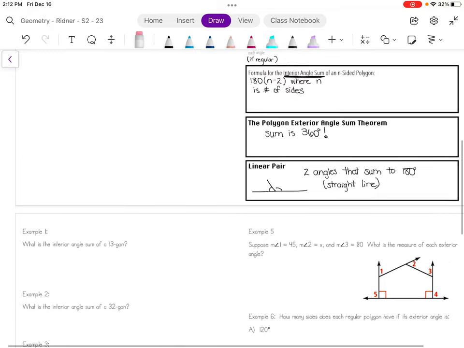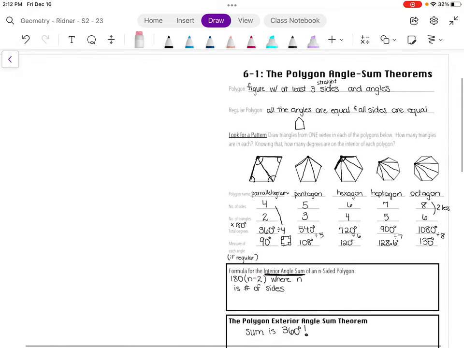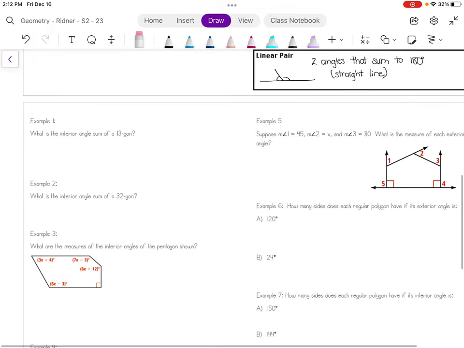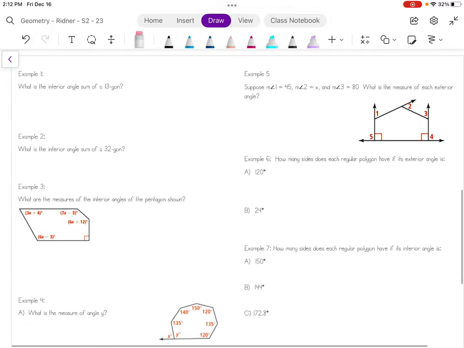All right, so we started with the front here, 6-1 polygon angle sum theorem. If you haven't got that, make sure to go back and watch that video. Let's look at some examples and what to do with this information that we've just learned.